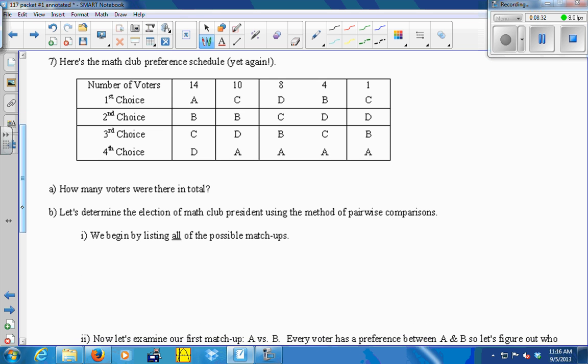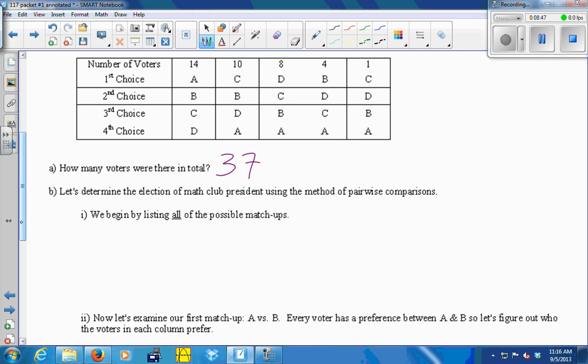So here's the math club election again. How many voters are there in total? 37. Okay, so we're going to figure out the winner using pairwise comparisons. We have to start by listing all the possible matchups. Okay, so A, we're going to do all of A's matchups. We can match A against B. We can match A against C. And we can match A against D. So those are all the matchups that A can have.